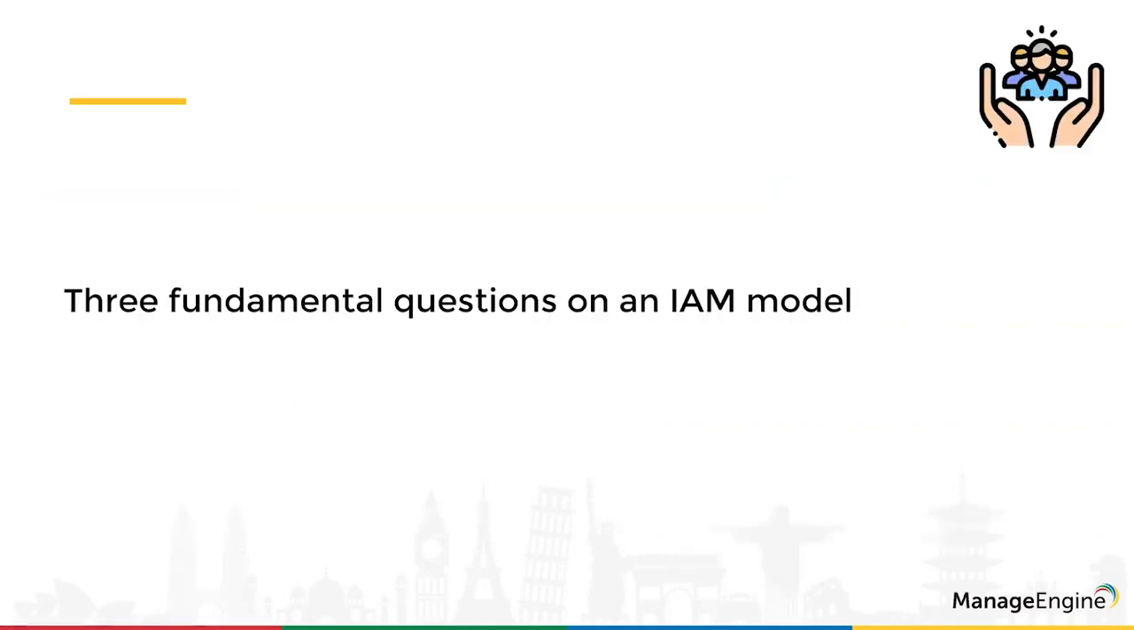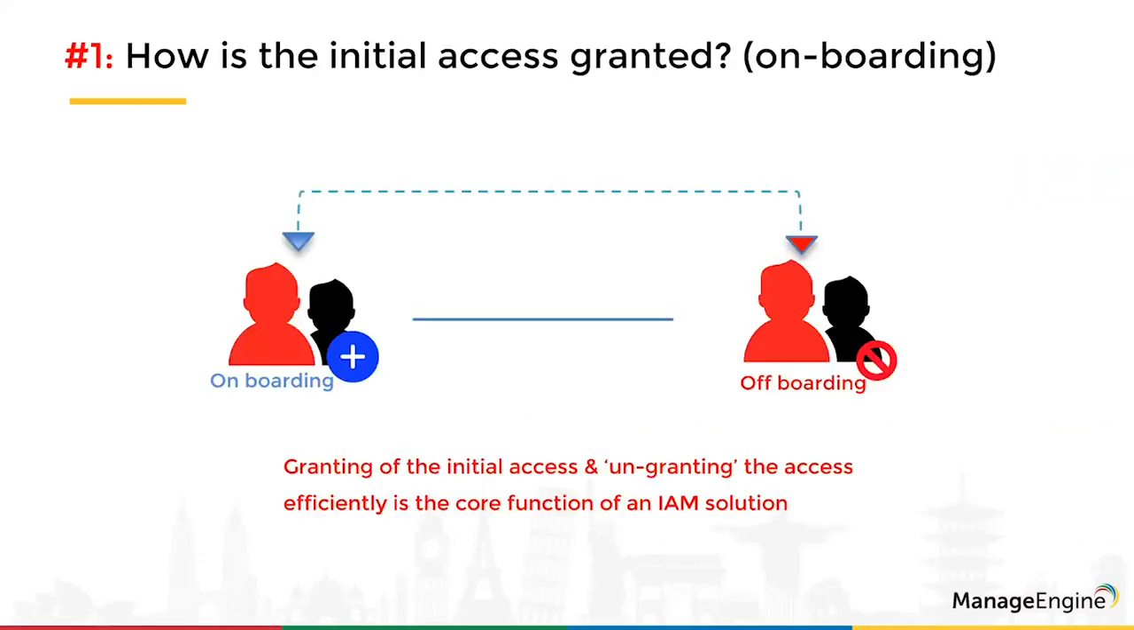Three fundamental questions that I'm going to ask, and I hope you all have answers for them. Let's get started. How is the initial access granted? Onboarding. Vivin spoke about delegation. Vivin spoke about permissions management. But the first thing I want you to have a clear strategy or picture in place for is onboarding. Why should you bother about onboarding?